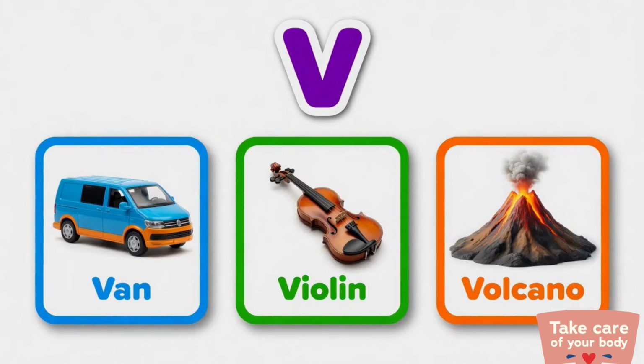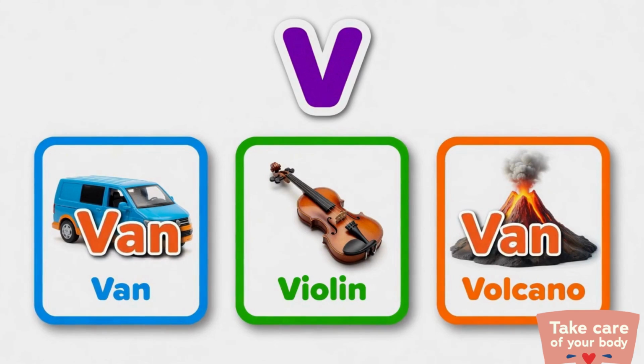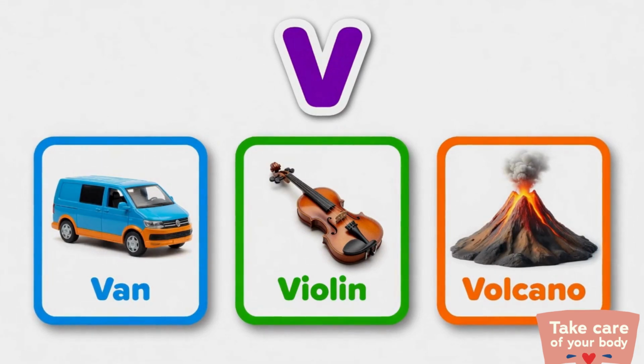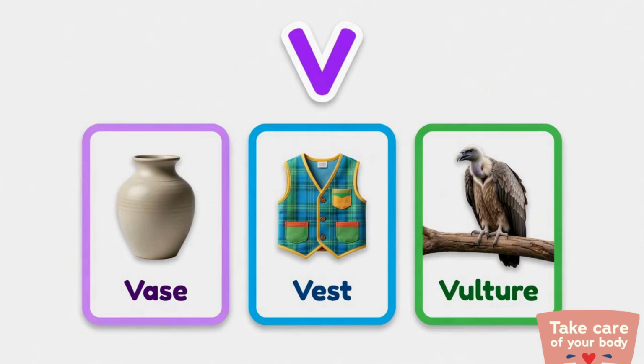This is the letter V. V is for van. V is for violin. V is for volcano. V is for vase. V is for vest. V is for vulture.